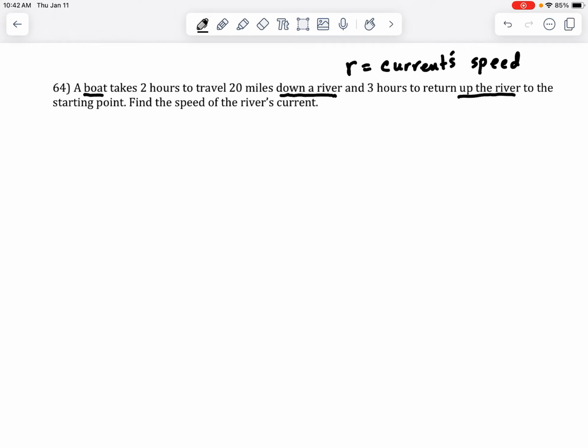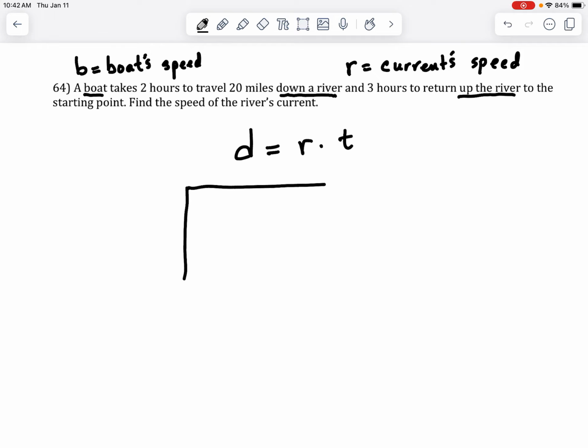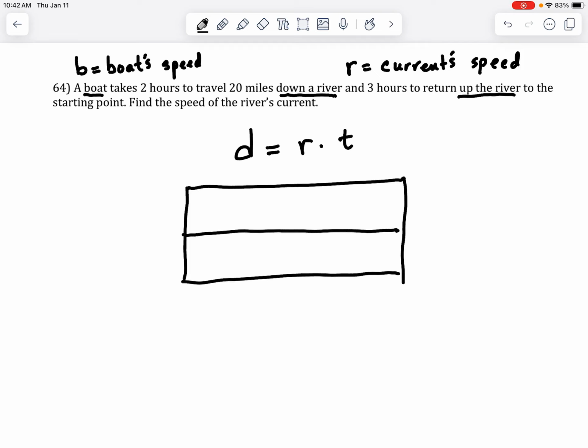The speed of the current is going to be the letter R. And then the boat, just by itself, like if it was on a completely flat lake, how fast is the boat propelling itself? So I'm going to use the letter B for the speed of the boat. And then, of course, we use the good old-fashioned distance equals rate times time formula. And because there's information about going upstream and downstream, I like to make a little box like this. One row is going to be when it was going down the stream, and then when it goes up the stream. And then this will be D, the middle will be R, and then T.